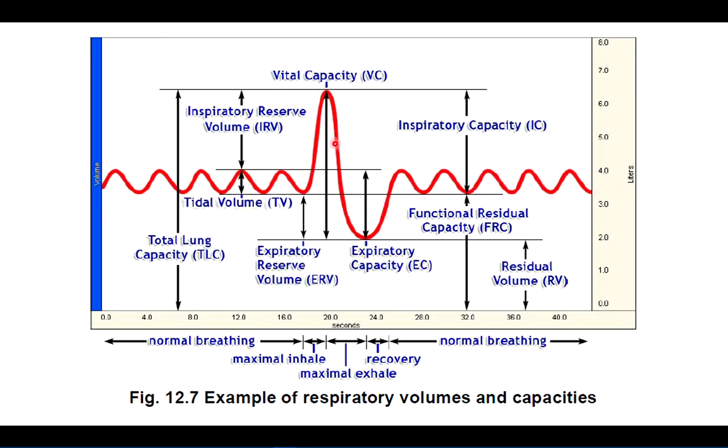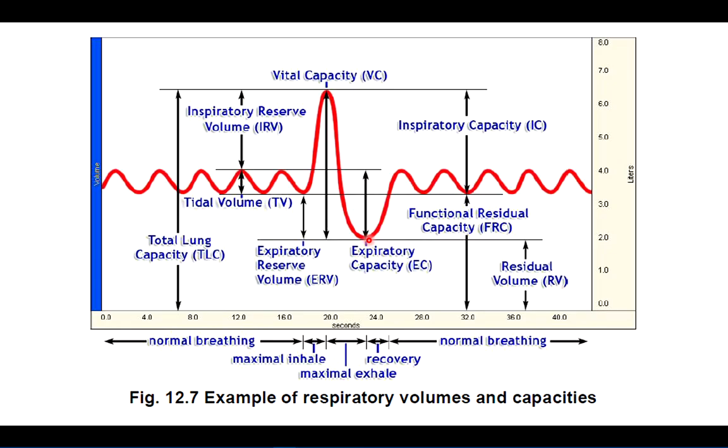The next we see here is expiratory capacity. You'll notice it's slightly different than your expiratory reserve. Expiratory reserve goes from the normal exhale to the maximal exhale. Expiratory capacity goes from a normal inhale, or this line here, to a maximal exhale.